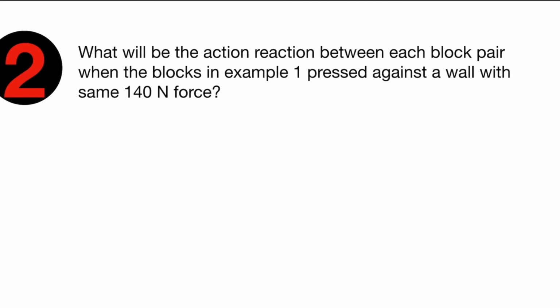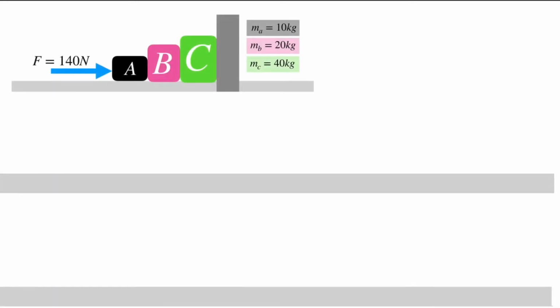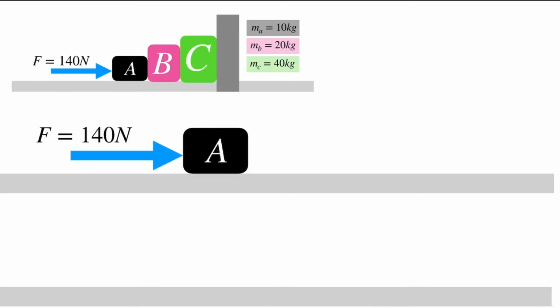Now, let's check out case 2. Three blocks are pressed against a wall with the same force of 140 Newton. What will be the action-reaction between each block pair? Let's consider forces working on block A. A force of 140 Newton working in positive x direction.